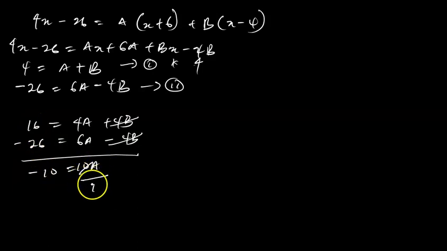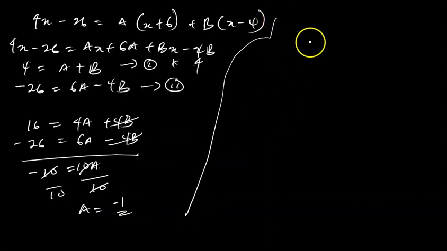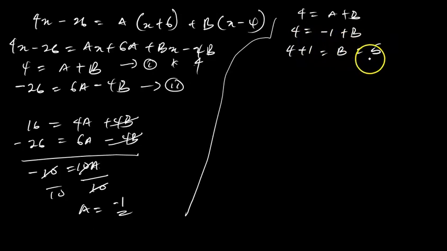We divide both sides by 10. 10 here is 1, and minus 10 here also is minus 1, so that A is the same thing as minus 1. Well, if A is minus 1, then what is B? Let's remember that 4 is the same thing as A plus B. So that 4 is equal to minus 1 plus B, which implies that 4 plus 1, the minus 1 crossing becomes positive, is equal to B, and B will be equal to 5.